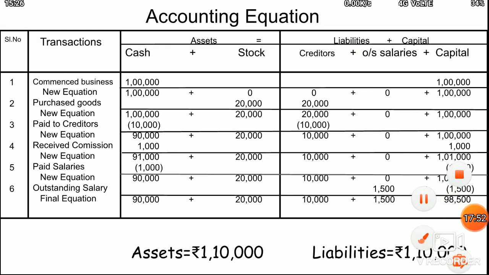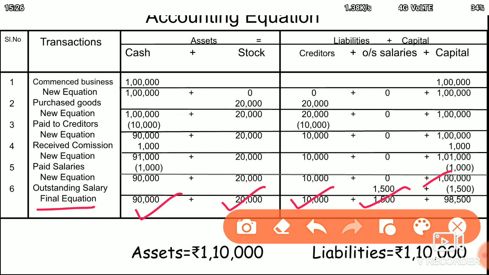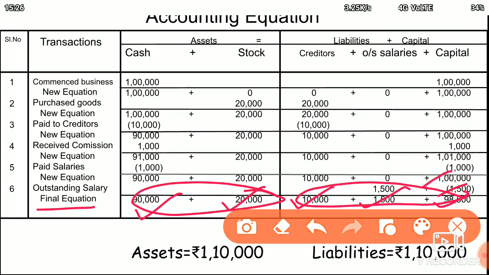So our new equation is, this will be our final equation. Cash balance remains same as 90,000. Stock same 20,000. Creditors 10,000. Then outstanding salary increases by 1,500. Capital, which was 1 lakh rupees, because salary is an expense for the year, will decrease by 1,500. So the balance of capital will be 98,500. So if we add all the assets and all the liabilities and capital, we get the assets total as 1,10,000 and the liabilities as 1,10,000.